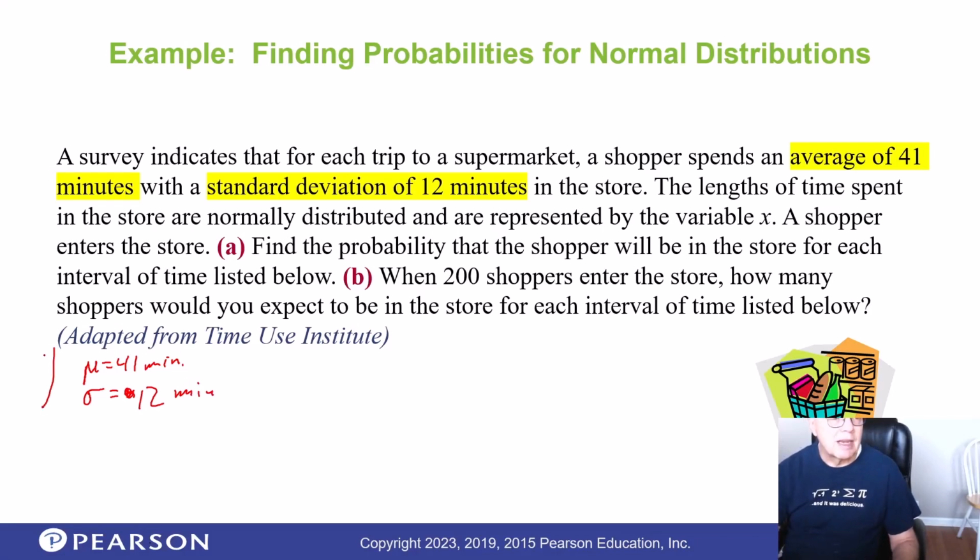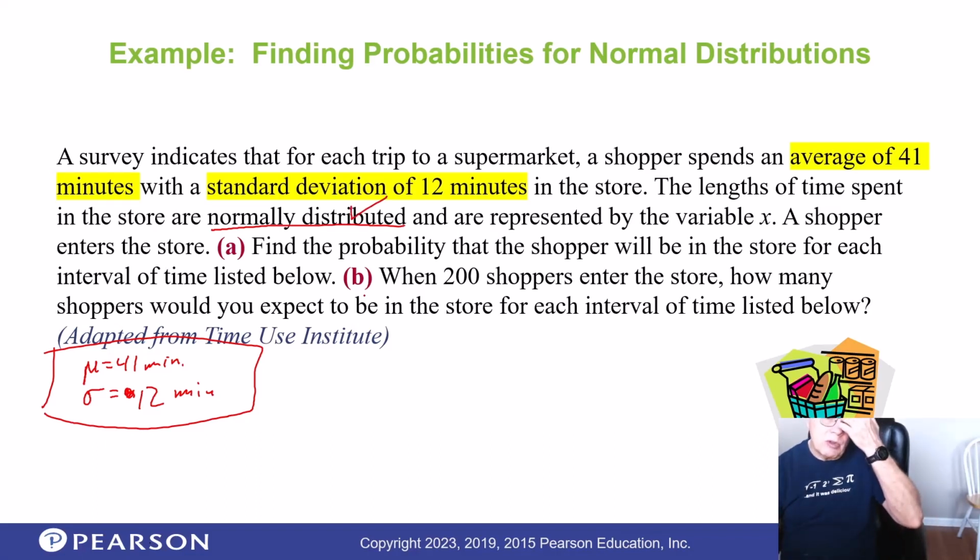So here's our information. We can see it real easily. We don't have to read the paragraph multiple times. What do we want to find? Well, first of all, we want to find out whether it's normally distributed. That's very important. It is, so we can check that off. So we can go using normal CDF, for example, on our calculator. Part A, what are we looking for? We're finding the probability that the shopper will be in the store for the interval of time listed below. I guess we're going to get that soon, right?